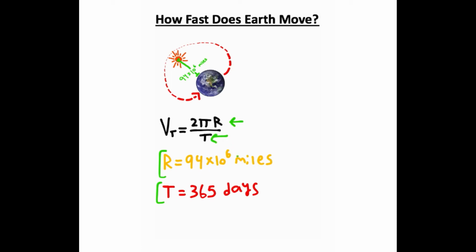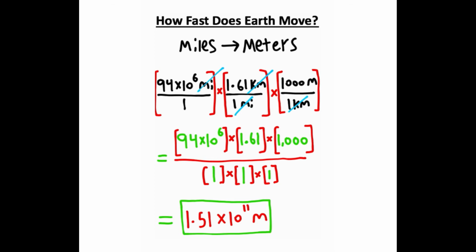Because if we did that, we would be calculating a velocity in miles per day. That's not really a speed unit that we're used to working with. So what we want to have is meters per second. So what I'm going to do is convert this number right here to meters, and then convert this number right here to seconds. So here I'm converting my miles to meters.